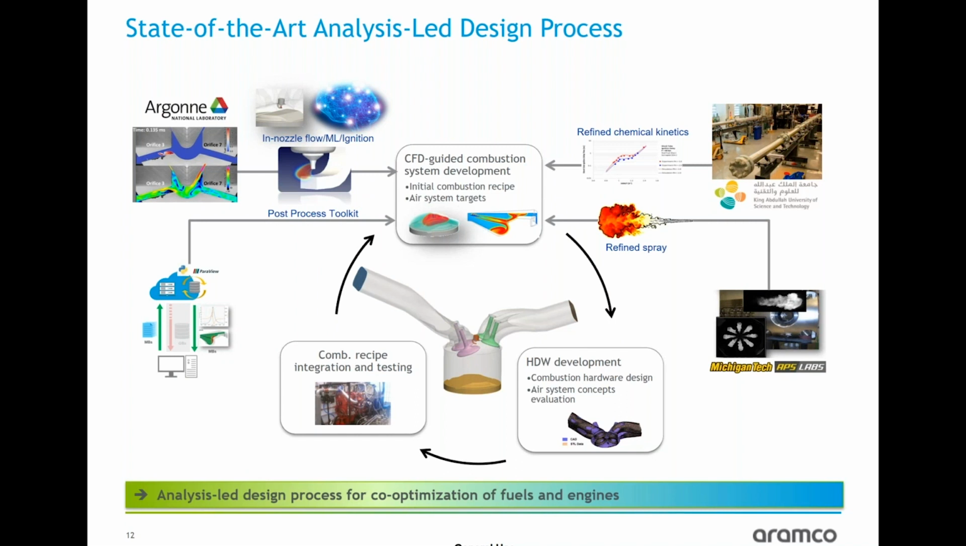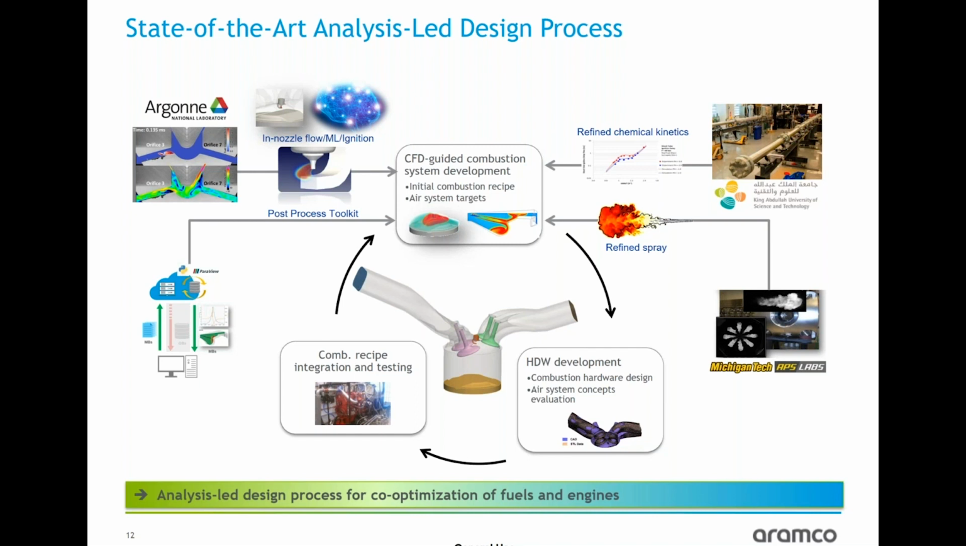For example, for the chemical kinetics part, we work closely with CAESES. They have really good expertise in this area. Basically we use that to refine our chemical kinetic part. And also Machine Tech, using their constant volume chamber, helps us by providing high quality spray experiment data, including both diesel spray and GDI spray.